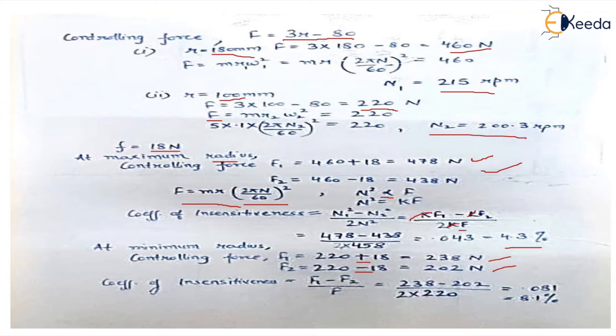Now because I've already found out a relationship of n square and F, and we have already replaced the value in the formula, we can directly use this formula in the second case. So coefficient of insensitiveness becomes F1 minus F2 upon twice of F. You put the values of F1, F2, F is the average of these two, and we get coefficient of insensitiveness as 8.1%.